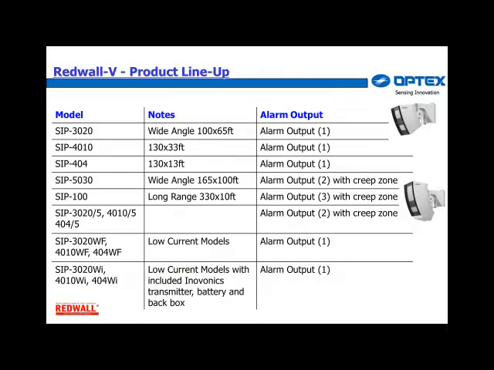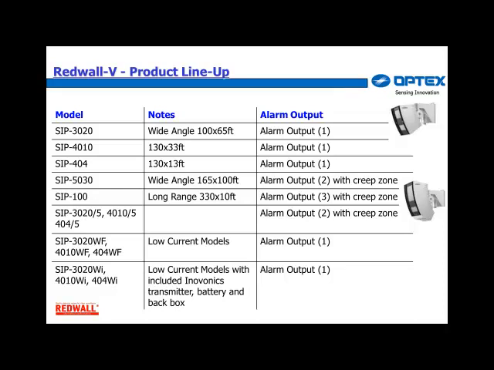So here's the Redwall product lineup. You can work out the coverage of the device from the model number. For instance, the SIP 5030 has a finger pattern which extends 50 meters and is 30 meters wide. That corresponds to 165 by 100 feet. The /5 models all have the creep zone detector, as well as the SIP 100 and SIP 5030.